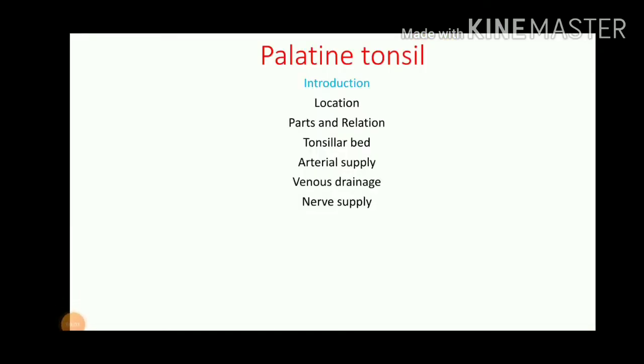In this video, we are talking about palatine tonsil. The topics covered in this session are given here. First, we will talk about introduction. Then we will talk about the location, parts, and relation of palatine tonsil. Then, with respect to the relation, we will take into account tonsillar bed. Then we will talk about arterial supply, venous drainage, and we will end this topic by discussing the nerve supply of palatine tonsil. So without further ado, let us start.